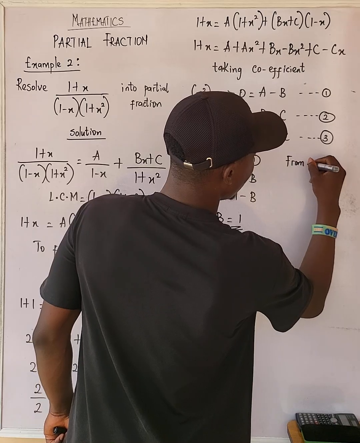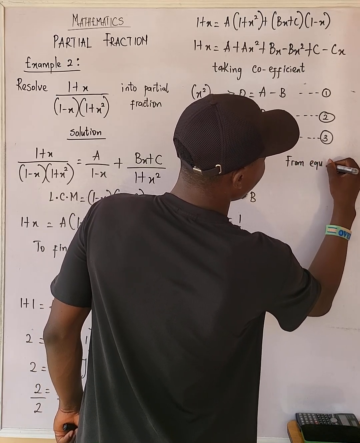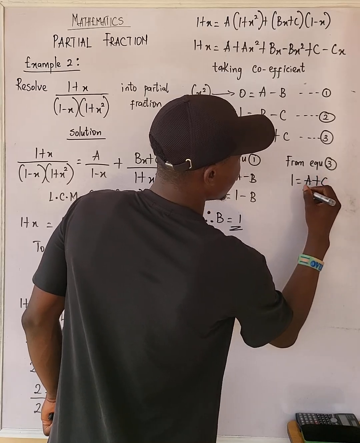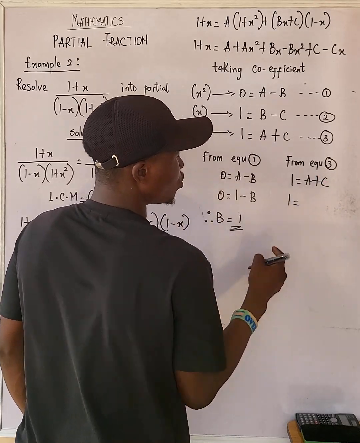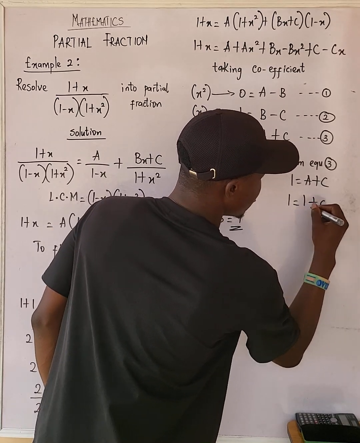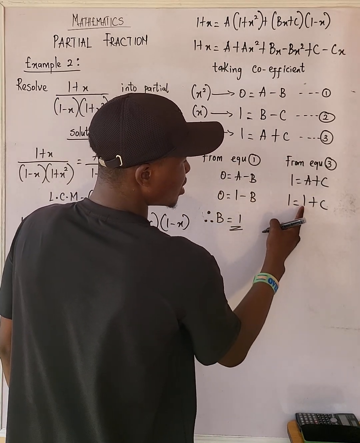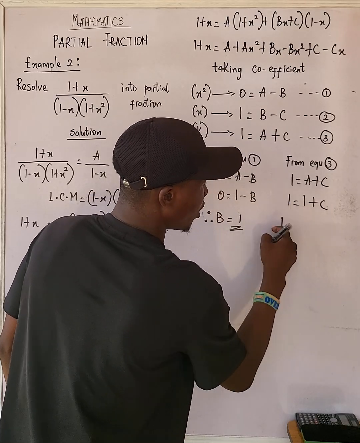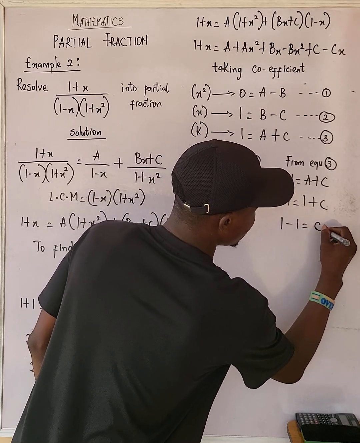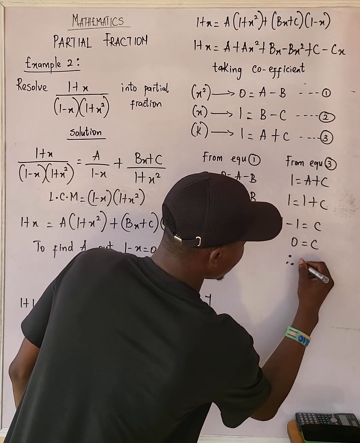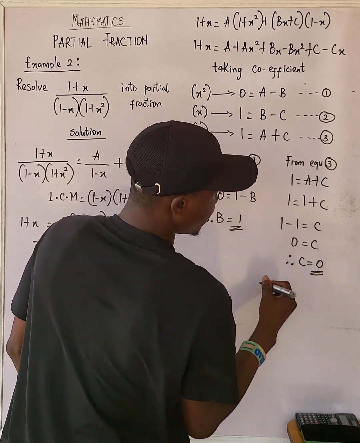Equation 3 says 1 is equal to a plus c. So that's 1 is equal to, what's our a? You said our a is 1. So that's 1 plus c. We collect like terms. Let's take 1 to the other side. When 1 crosses, it will become minus 1 equals c. That's 1 minus 1, which is 0. Therefore, c is equal to 0.